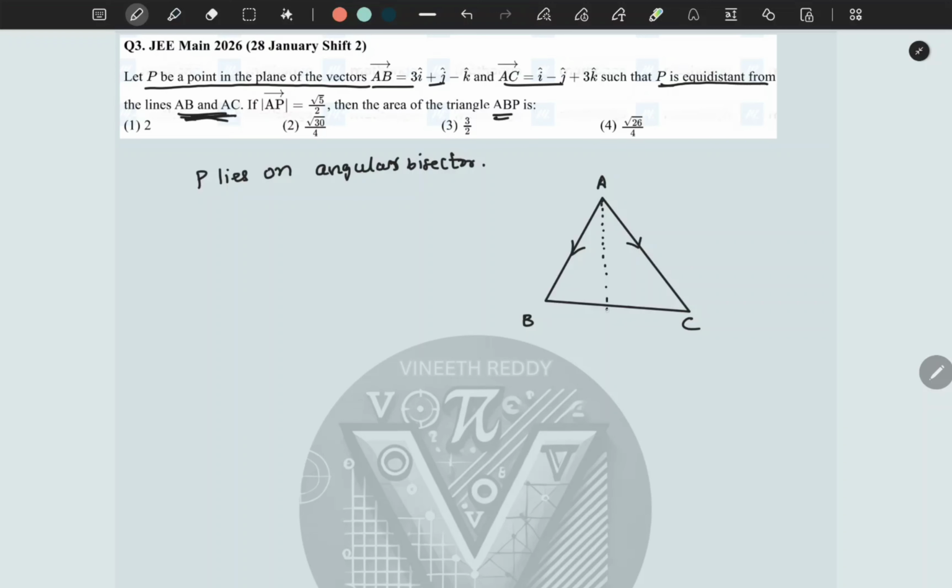Let us say this is the angular bisector. So P can lie anywhere here actually. Let us say P is lying here. I don't know where P can be, inside the triangle. P can be outside the triangle also. That depends on the length of AP. Fine. So he is asking us to find the area of triangle ABP.